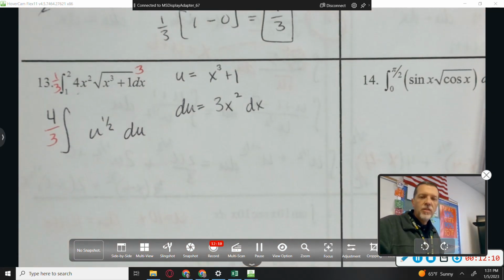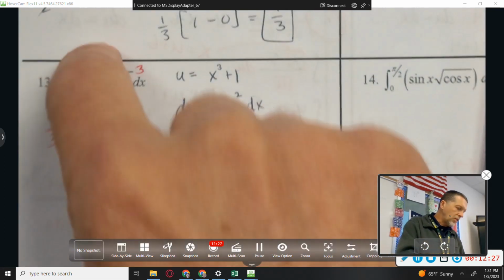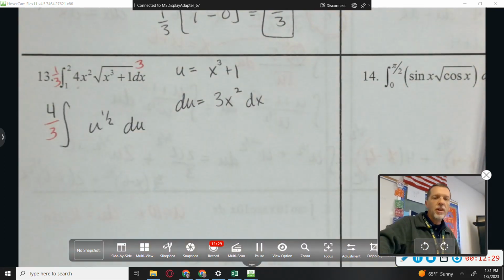I'm going to pause, see if you can finish from there. What are you going to do next before I turn you loose? What do you need to do next for this problem? Change the limits. Change the limits from x limits to u limits. Plug in 1 and 2. Those are your new limits. Then you're ready to integrate and plug in and see if you can take it from there.